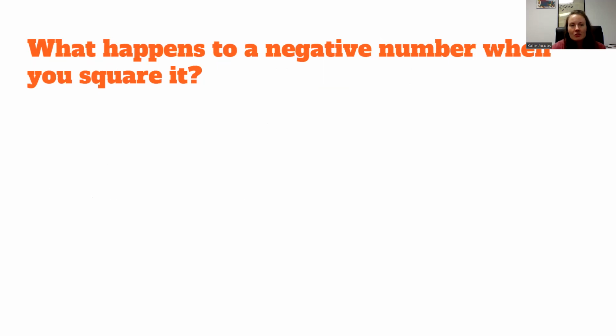So then what happens to a negative number if you square it? So we remember if we square something, that means we take a number times itself. So if we multiply a negative number by itself, or we square a negative number, what happens to it?